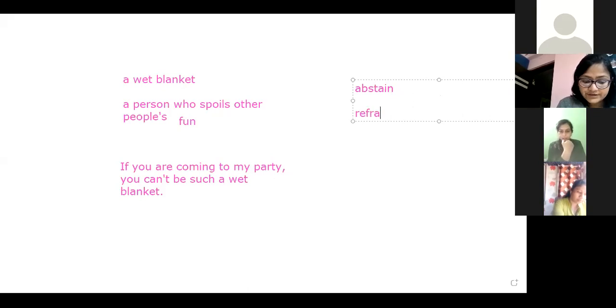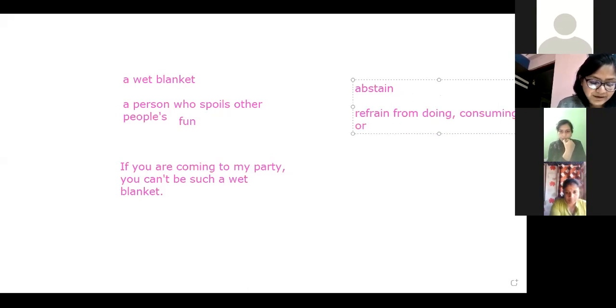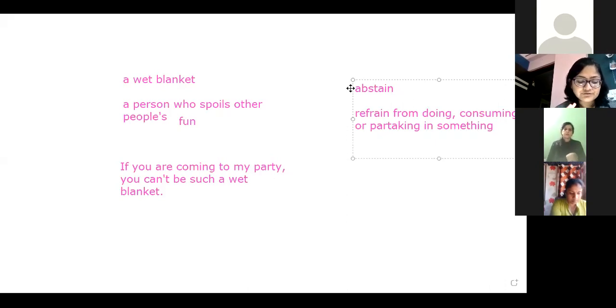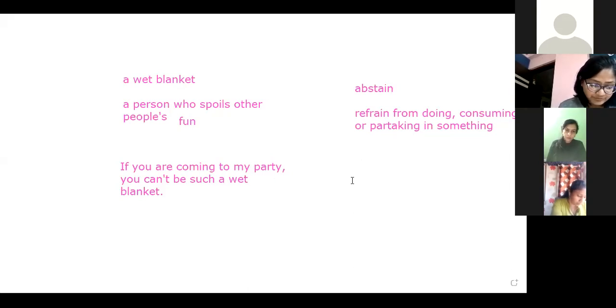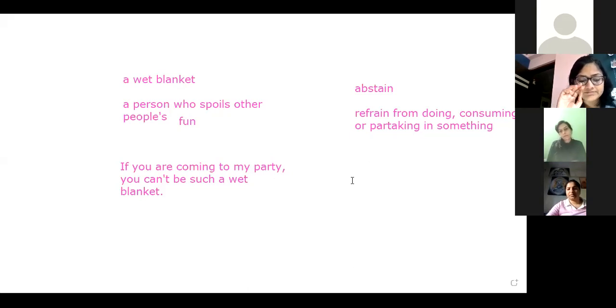Staying away from something. Refrain from doing, consuming, or partaking in something. Okay, that means अपने आप को किसी चीज से दूर रखना. Abstain. Refrain मतलब उससे दूर रहना. For example, he had better abstain from questioning and let his host run on. Okay, I'll write the example. I hope the meaning is clear. Abstain. Yes. बचना, हम हिंदी में बोलते हैं किसी काम से जैसे बचना.